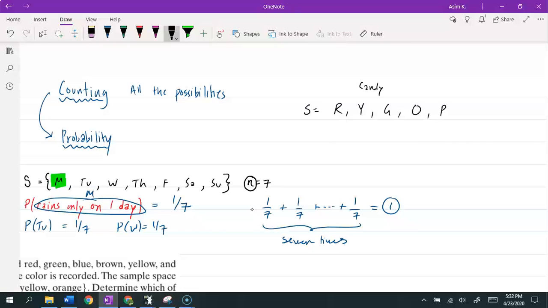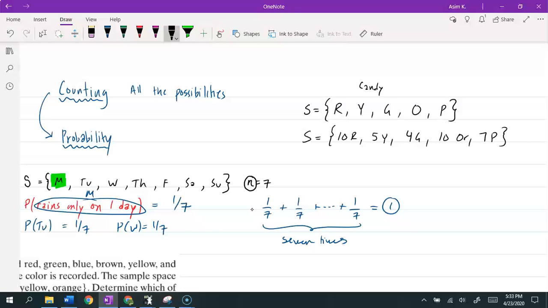Well, guess what? Now this becomes my sample space. All right. There's reds, there's yellows, there's greens, there's oranges, and there is purples. Now, what if the manufacturer tells us that we've got in here 10 reds, 5 yellows, 4 greens, 10 oranges, and 7 purples, right?